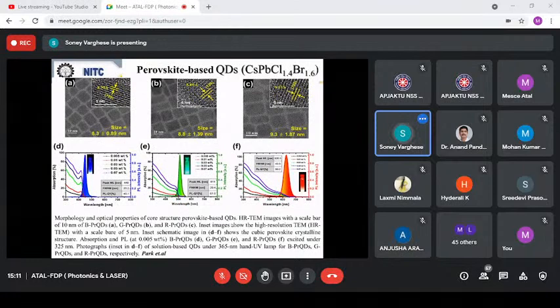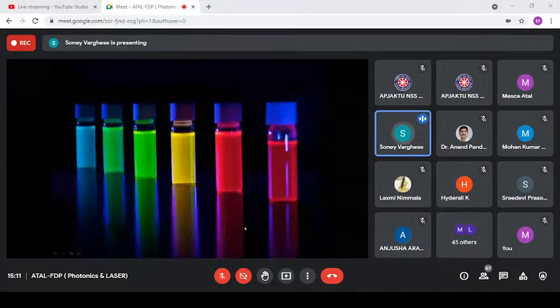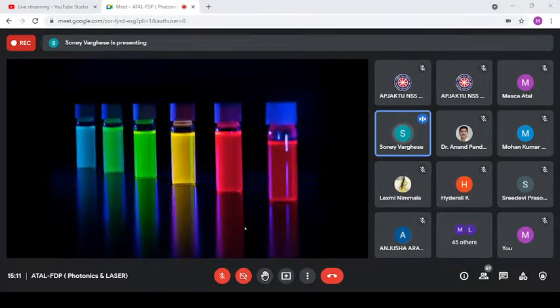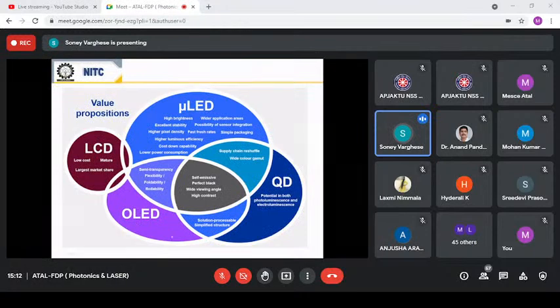So this is also another hot topic because most of the organic materials have chances of degradation. But this type of perovskite based material, which is inorganic in nature, will not undergo any sort of degradation, so they have a long life, compared to the conventional organic molecules, right? So maybe we will see this type of display also in future, right? So you can see beautiful colors from these quantum dots.